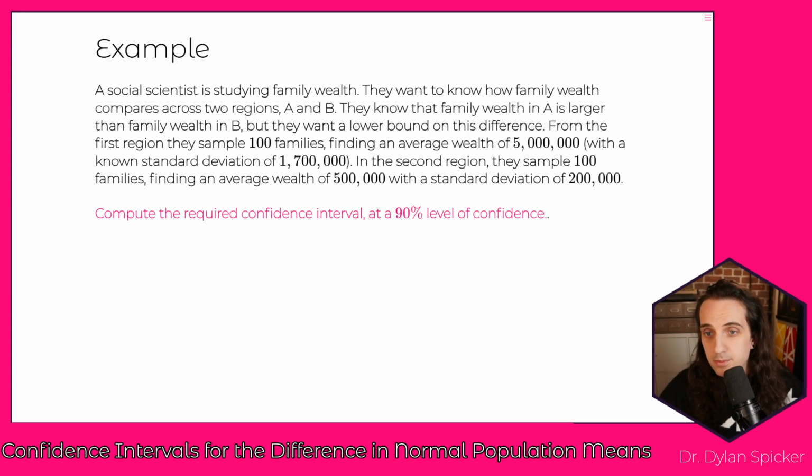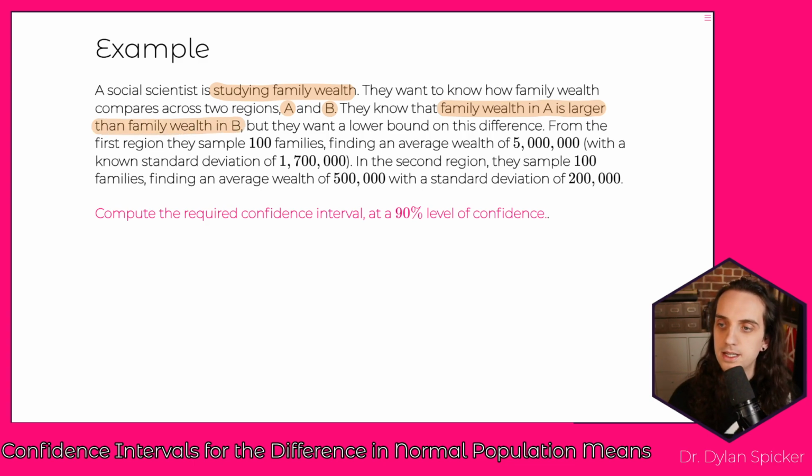We can look at a second example here. In this second example, we have a social scientist who's interested in studying family wealth. They want to know how family wealth compares across two different regions, which we'll call A and B. They know that family wealth in A is larger than family wealth in B, but they want a lower bound on that difference.